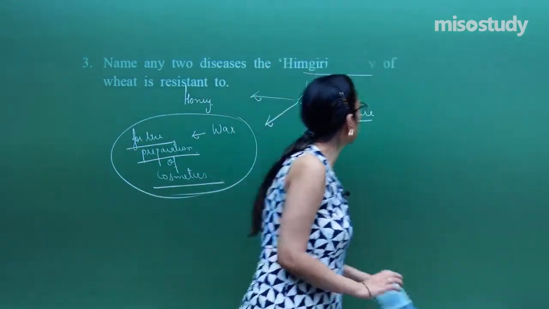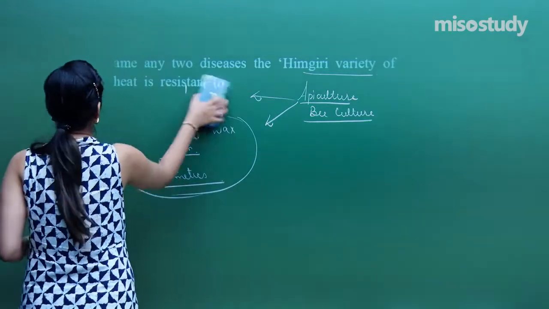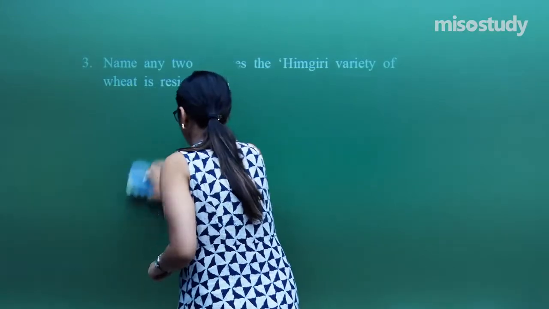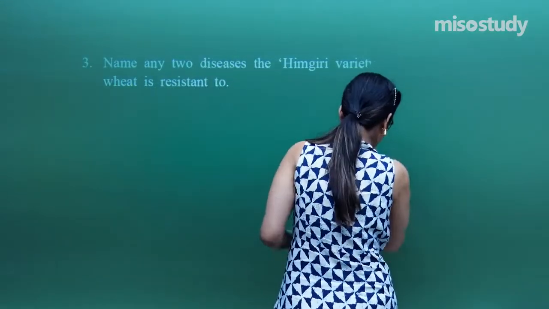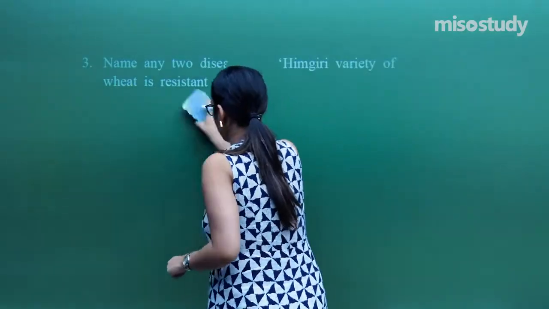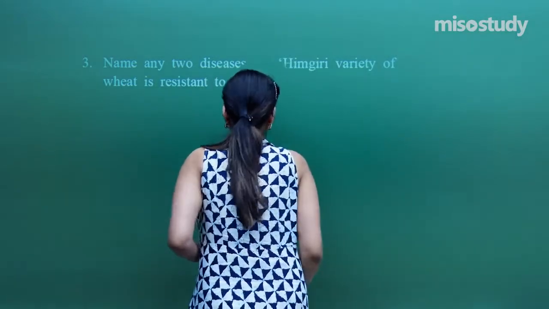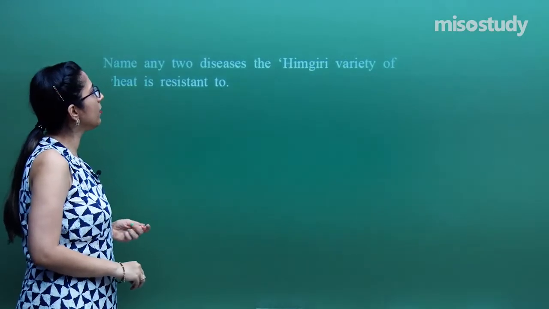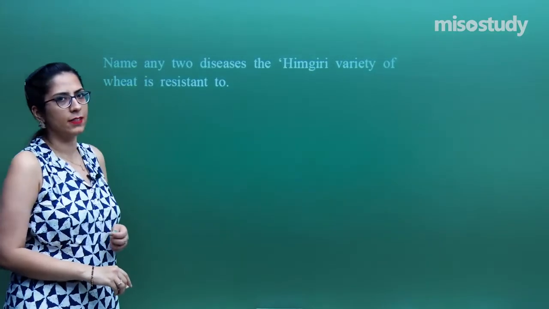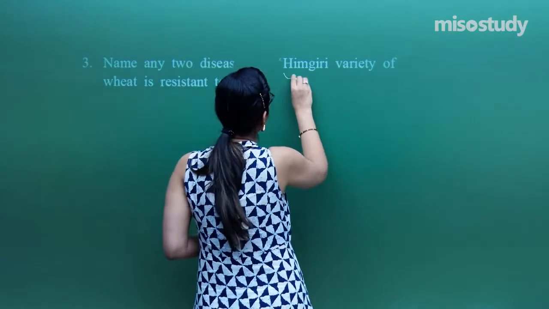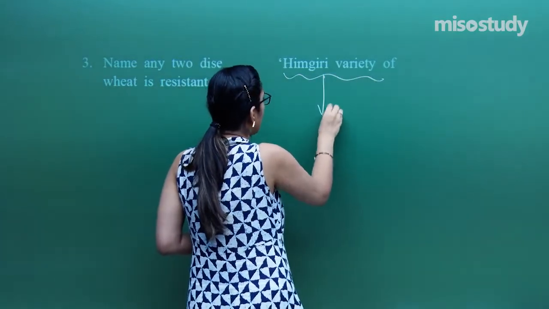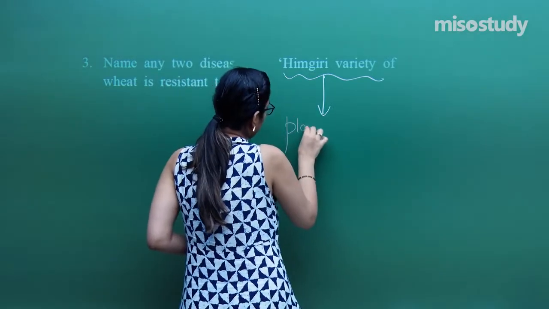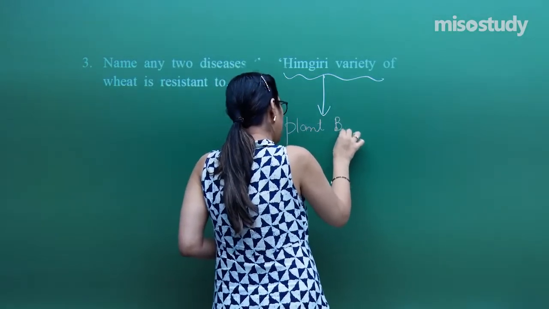So the next question is: name any disease the Himgiri variety of wheat is resistant to. The Himgiri variety of wheat is prepared with the help of which strategy? That is plant breeding.